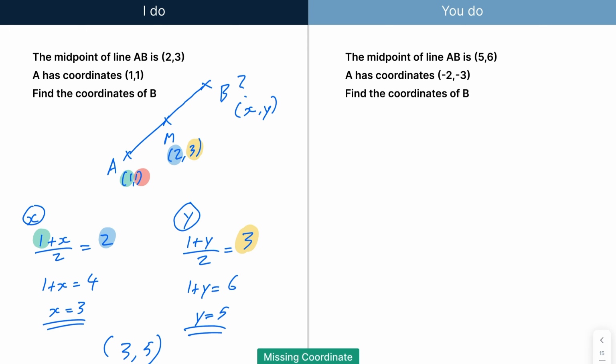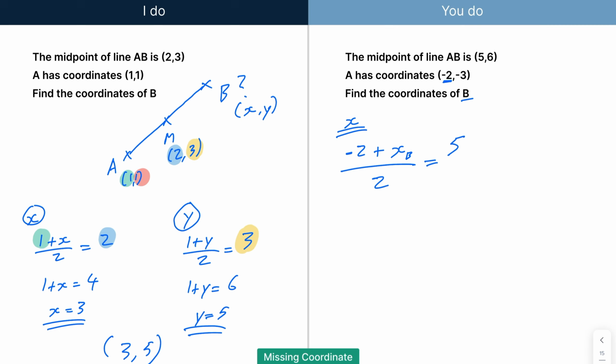Hopefully you've pressed pause and had a go. Here's the example on the right. This time we have a midpoint, and we want to find the coordinates of B. We don't know what that is. So again, we can start by finding x. To find x, we take the coordinates of A, the first point. So that's -2 plus the missing coordinate of B. We don't know what this is, so let's call it xb. We're going to halve that, and that is going to equal the midpoint value of 5.